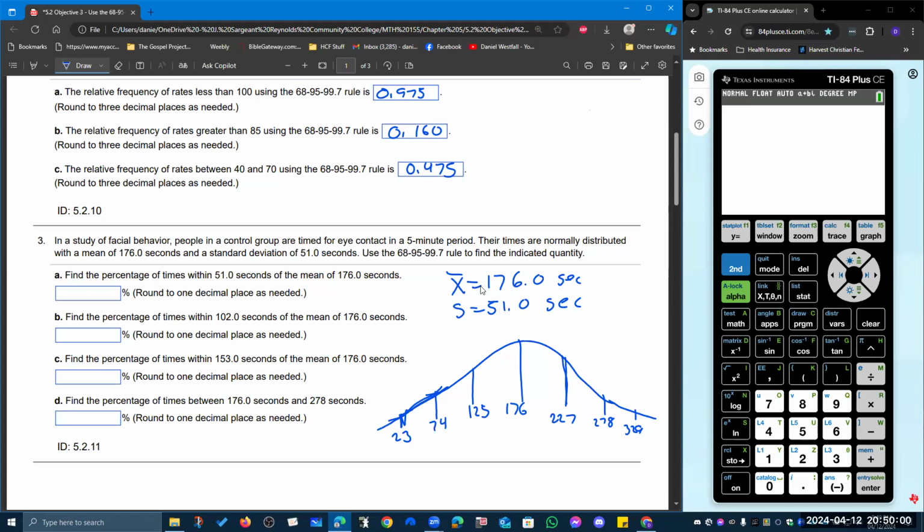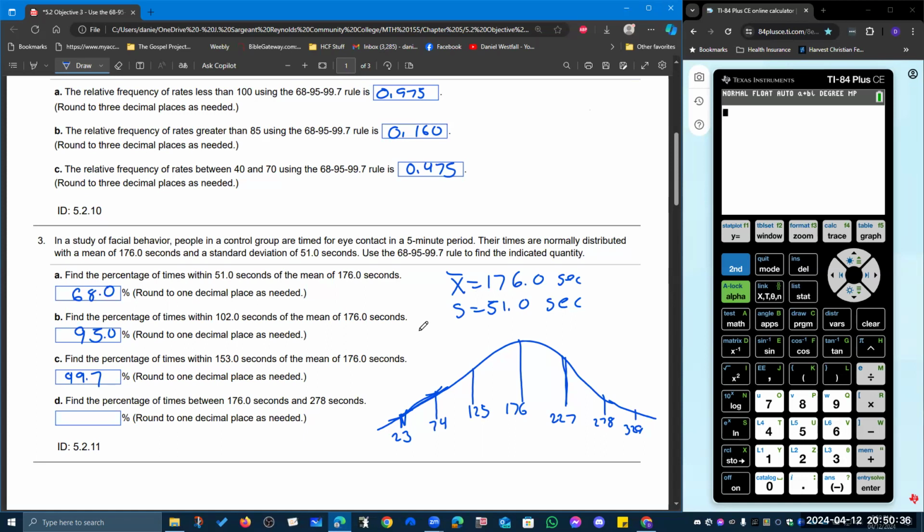Find the percentage of times within 51 seconds of the mean. So when they say within 51 seconds, they mean plus or minus 1 standard deviation. So that's going to be 68%. Find the percentage of times within 102 seconds. So that's 2 standard deviations. That's going to be 95%. And then within 153 seconds, which is 3 standard deviations, is going to be 99.7%.